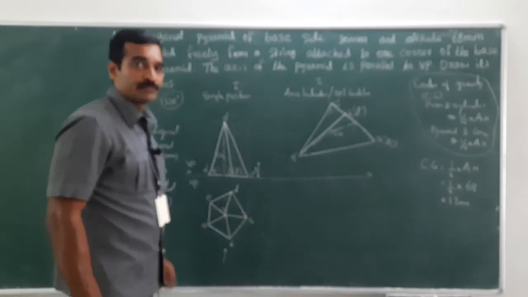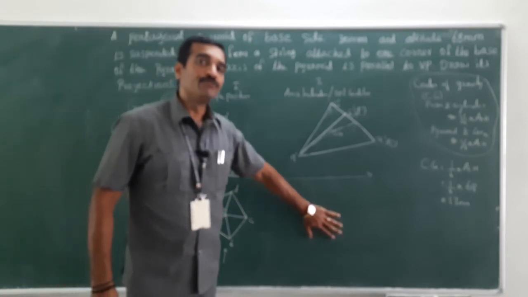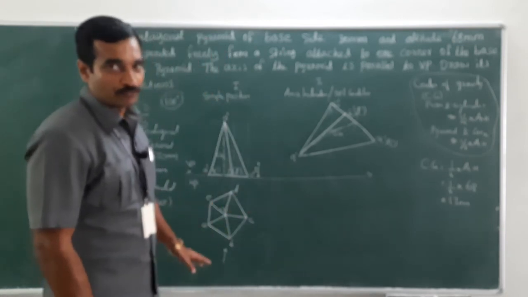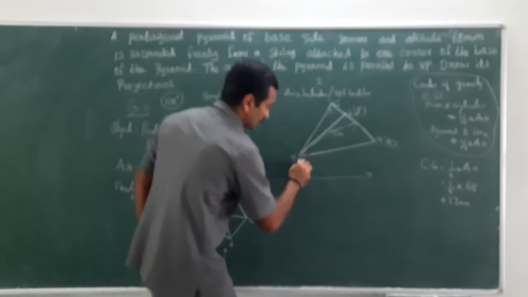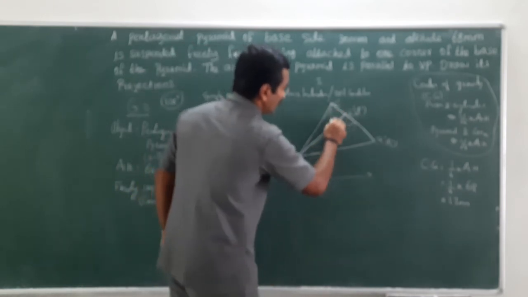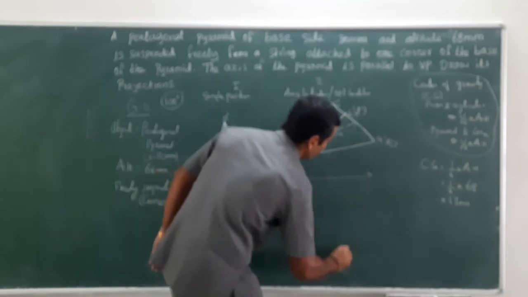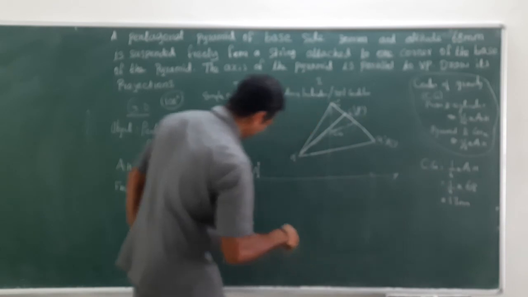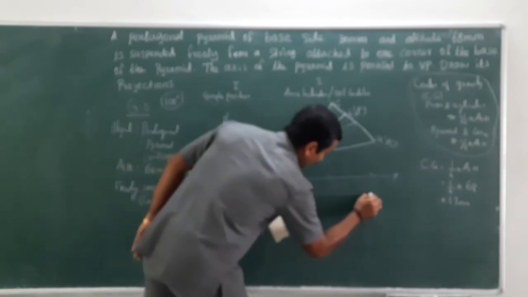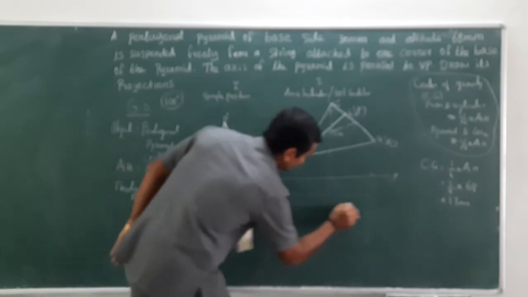Is it clear? Now I need to draw the final top view for this object. So project all the lines vertically downwards. This is nothing but the projectors. And from the top view, draw horizontal projectors.